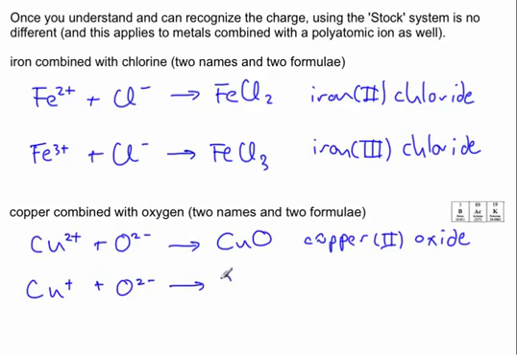And this one is going to be Cu2O. 2 positive charged ions would balance 1 2- oxygen or oxide ion. So that becomes copper(I) oxide. So again, a unique name for a compound with a unique formula. That's what the Stock system allows us to do when we have multiple ions.